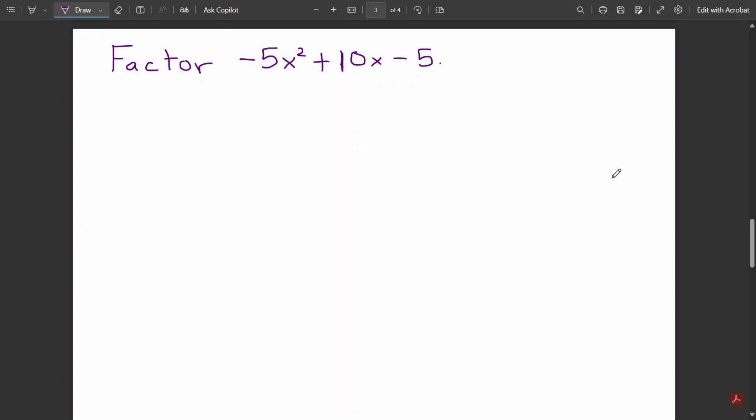All right, in this next example, we're factoring negative 5x squared plus 10x minus 5. So all of these are divisible by 5, and actually we could divide out a negative 5. So we're going to do that. We're going to take out the negative 5, and we'll be left with x squared, because negative 5 times x squared is negative 5x squared. When we divide a positive 10x by negative 5, we get a negative 2x. And then negative 5 divided by negative 5 is positive 1.